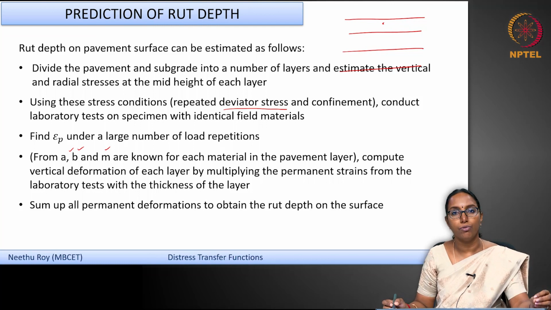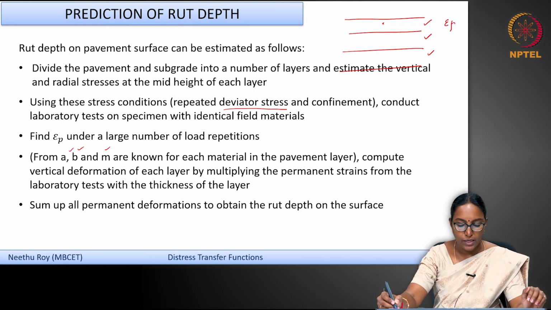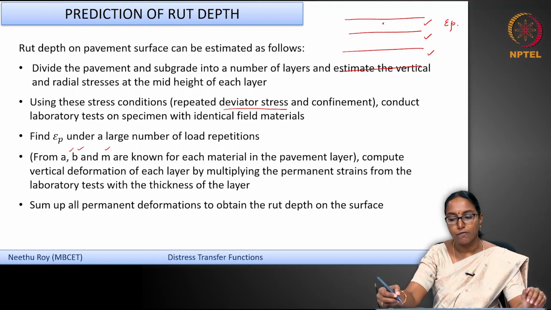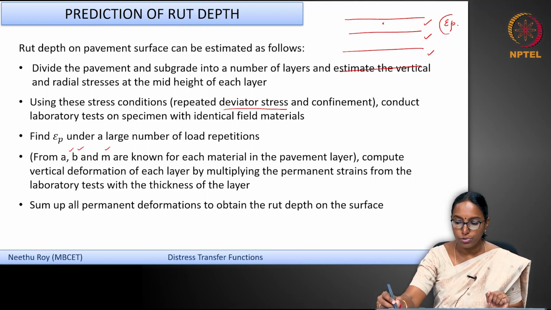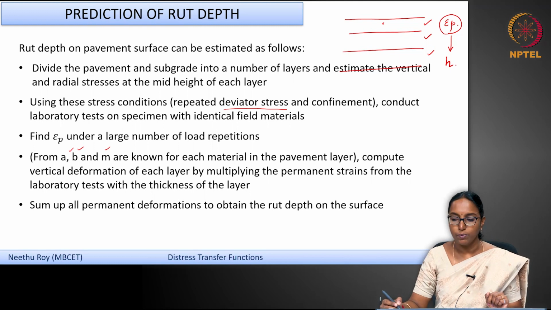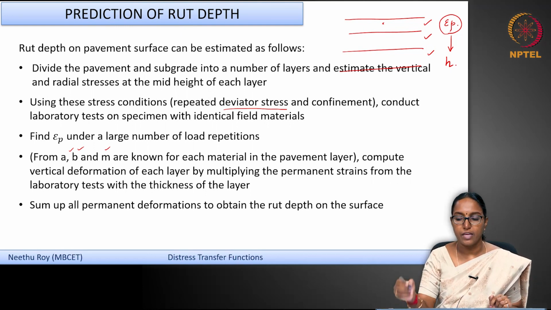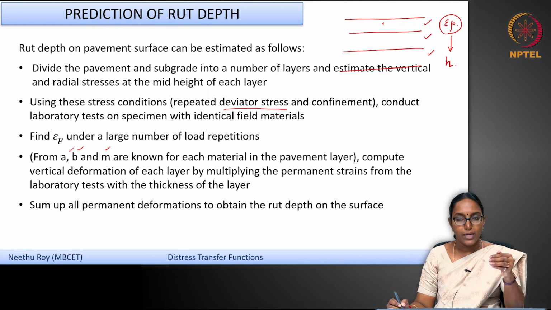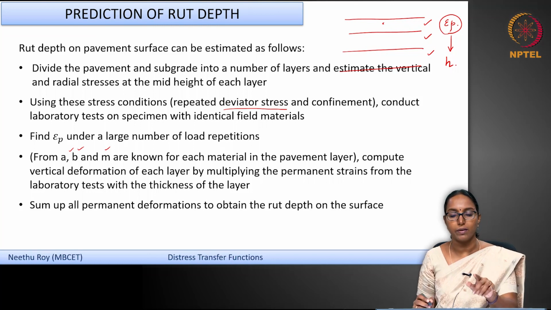Okay. Now, once you know this A, B and M for the pavement material or for each one of these layers, then epsilon p, the vertical permanent strain of these layers due to the applied axial loads, can be determined. Once you know the strain, it is multiplied with the thickness of the pavement layers. So, the permanent strain multiplied with the thickness of each of these pavement layers will essentially give you the total deformation in each one of these layers. Now, if you get the permanent deformations in each one of these layers, you can add them together to get the total rutting on the top.